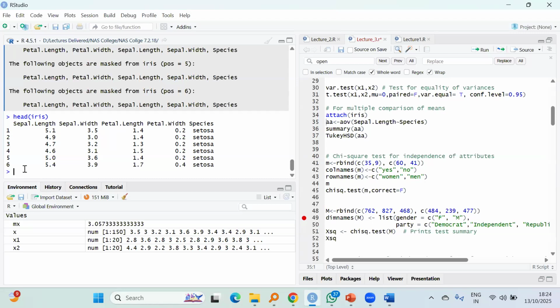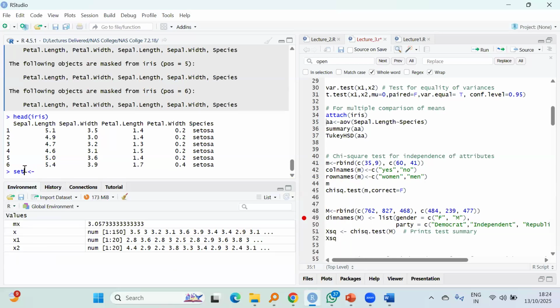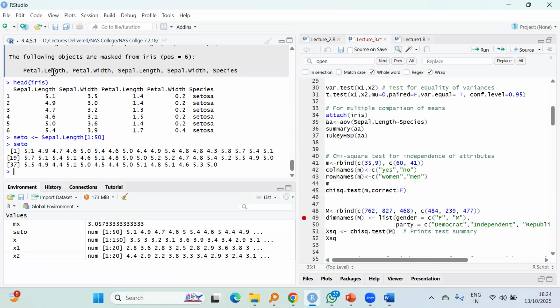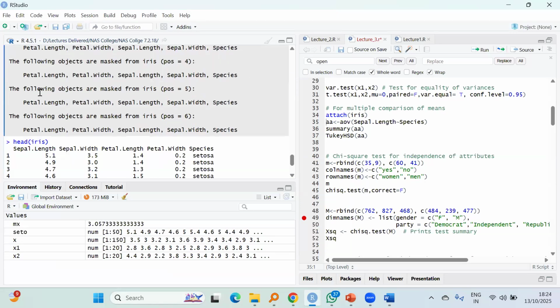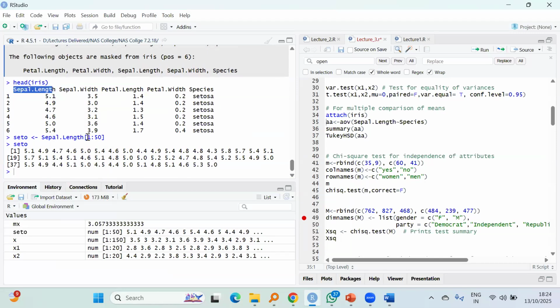Setosa, for example, is equal to what? Sepal length. So I can use square bracket 1 to 50. What does it mean? It means that it will give you the first 50 observations of the sepal length, because we are writing in the square bracket of the vector 1 to 50.